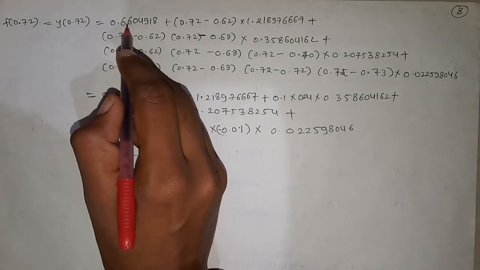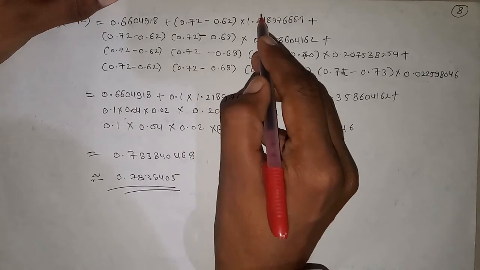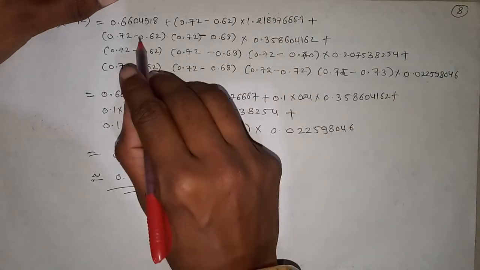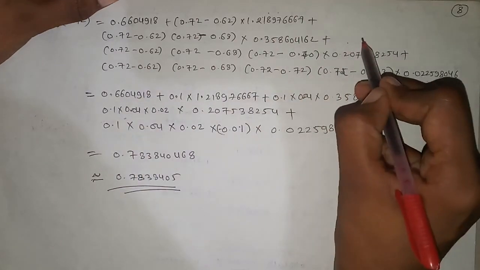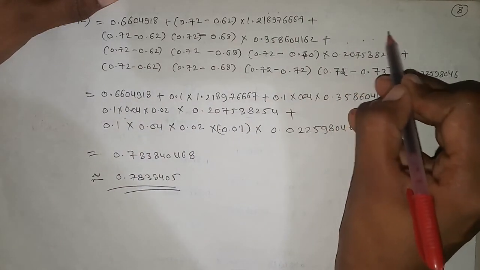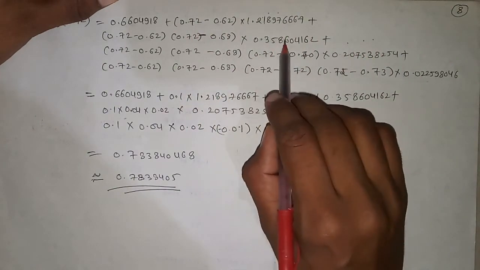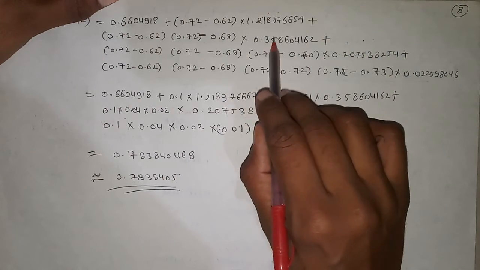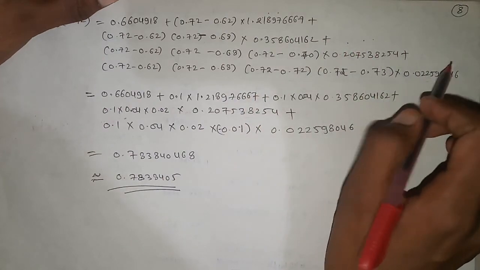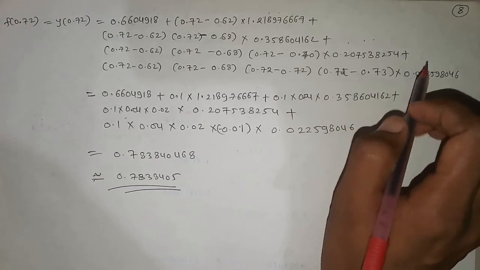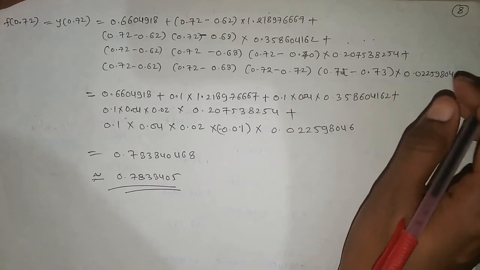Now the formula is f[x0] plus (x minus x0) into f[x0 x1], then the second difference f[x0 x1 x2], the third difference f[x0 x1 x2 x3], and so on. We have to write up to whichever difference we have a value. So we have the last difference f[x0 x1 x2 x3 x4].